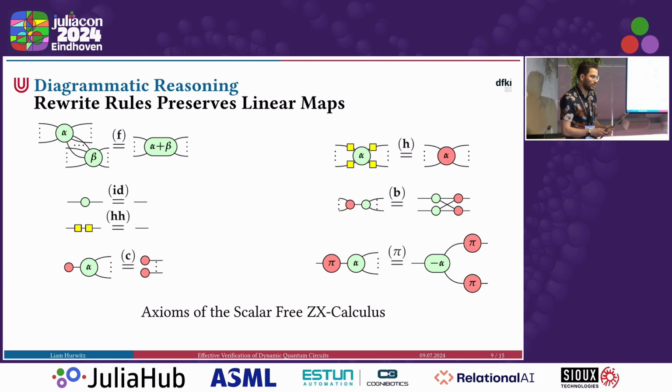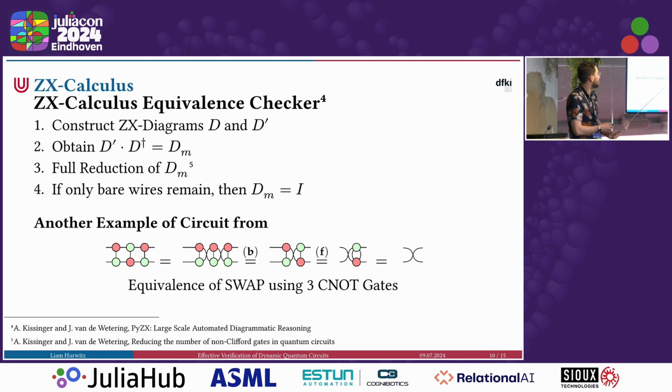By applying these rewrite rules, you can take the one circuit and the adjoint of the second one and rewrite or simplify it using circuit optimization algorithms. So to prove identity, we just show that we are remaining with bare lines.